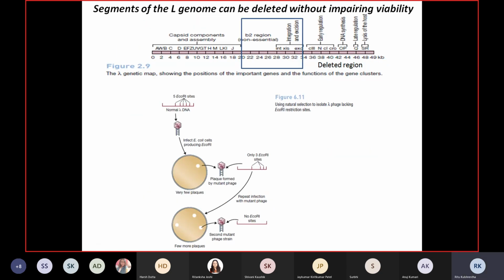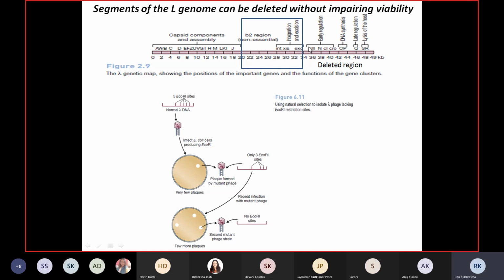So how did they tackle these problems? They carefully studied the phage genome, and what they realized is that there are certain regions in the phage genome that are not required if we want to use this lambda phage for cloning purposes. Some region was non-essential, not required either for lambda replication or for its packaging, etc.